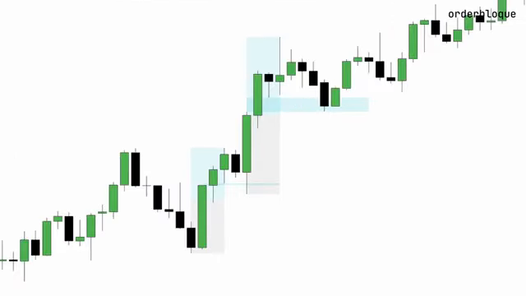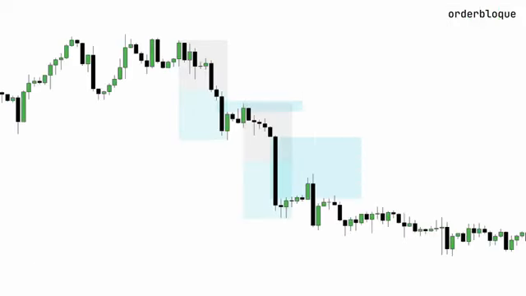A similar example with the euro on the daily time frame. We see that the price reacts to the nearest zone of interest. This is also observed with the British pound on the 4-hour chart.